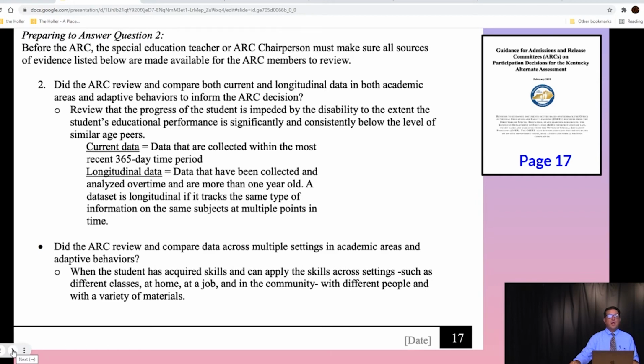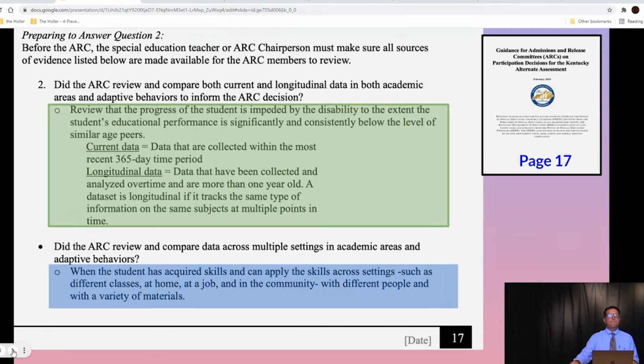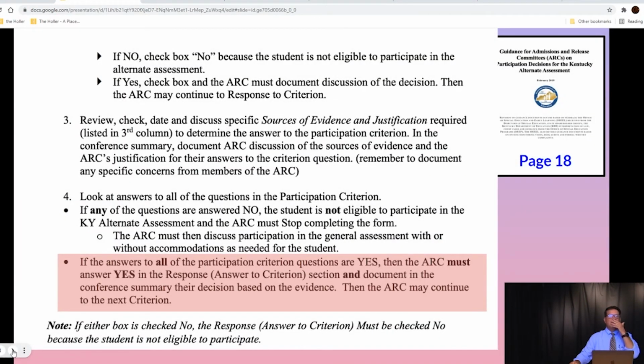I should say longitudinally what they have been able to do, and then currently what they're doing now. So again, on this participation, if all answers are yes, and they must be marked yes, and we've documented these decisions with our evidence in the conference summary, then we move on to the next criterion.